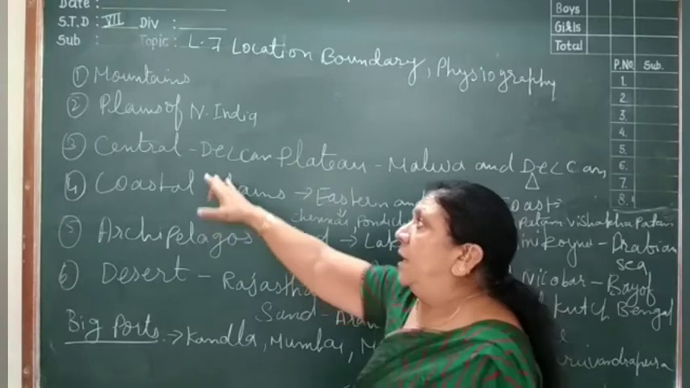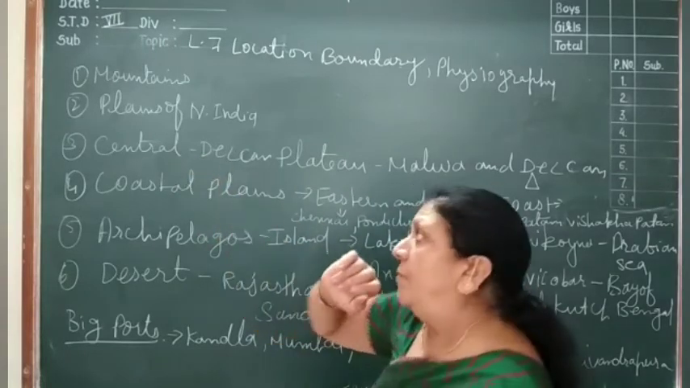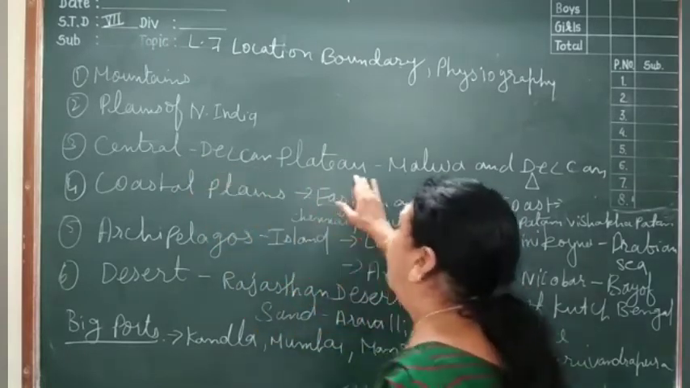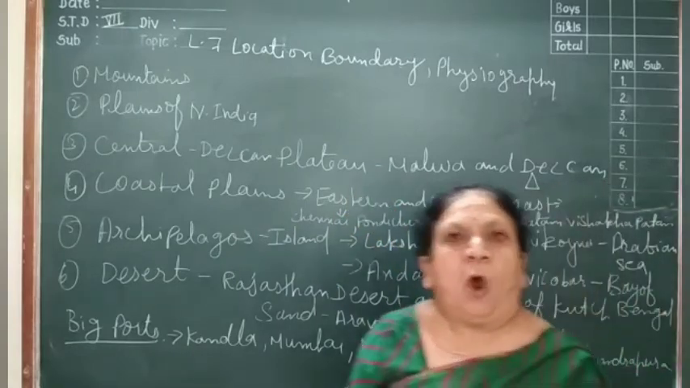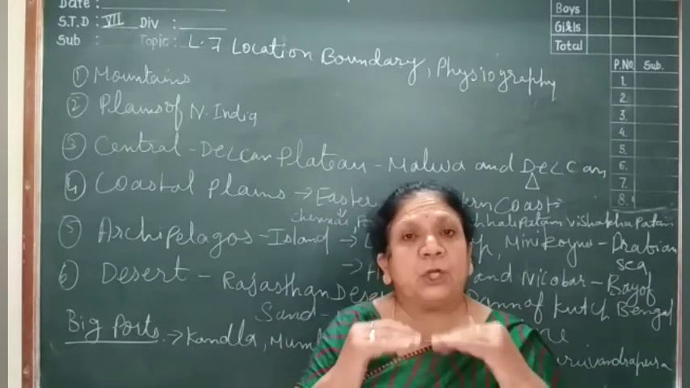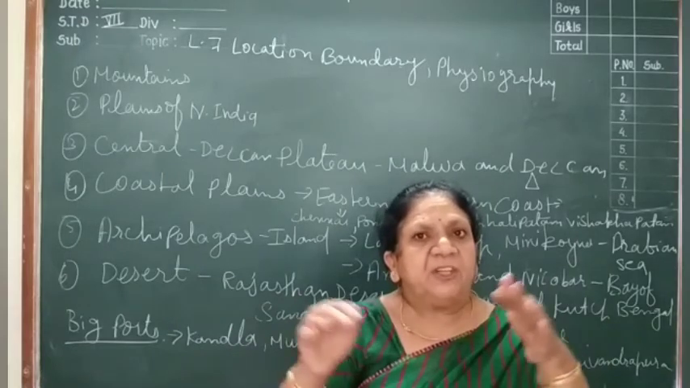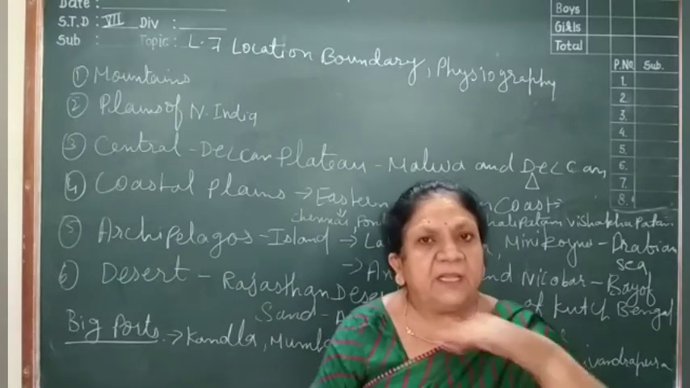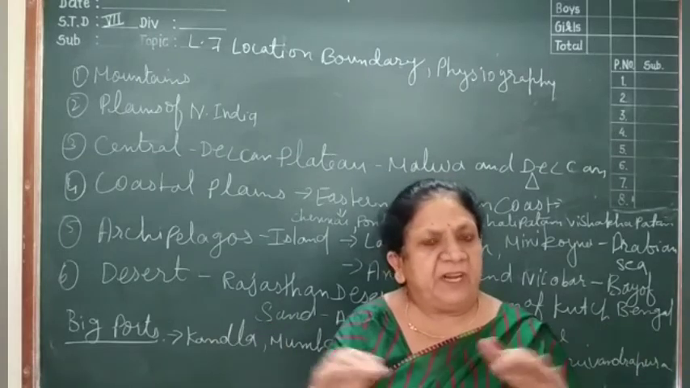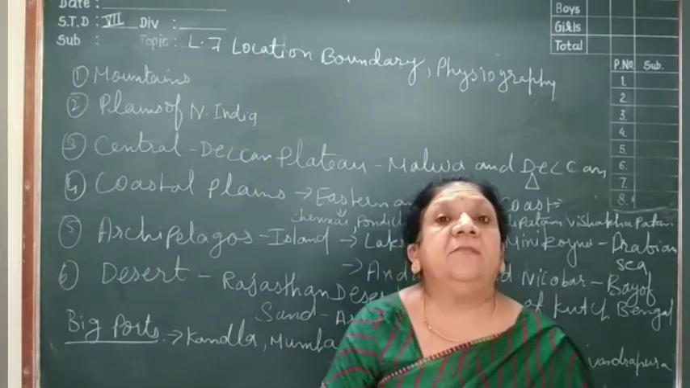Now we can see there is also another landform, the Central and Deccan Plateau. Plateau means what? The land is not even. What happens? Some small ranges of mountains are there, again the land is flat. Small mountain ranges are there and there is flat land.